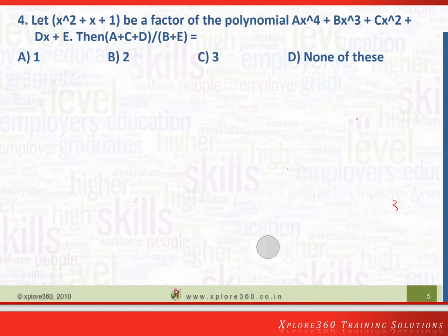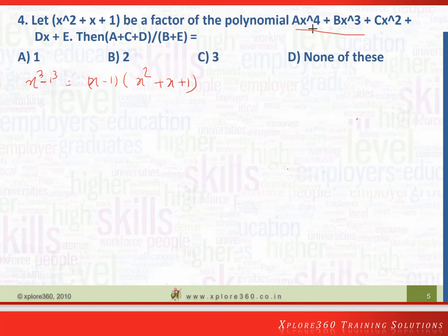The question says x square plus x plus 1 is a factor of the polynomial ax to the power 4 plus bx cube plus cx square plus dx plus e, then find the value of (a plus c plus d) upon (b plus e). See, whenever you see this type of thing, you must go further. What is this? This is the x cube minus 1 cube formula. This is (x minus 1) into (x square plus x plus 1).